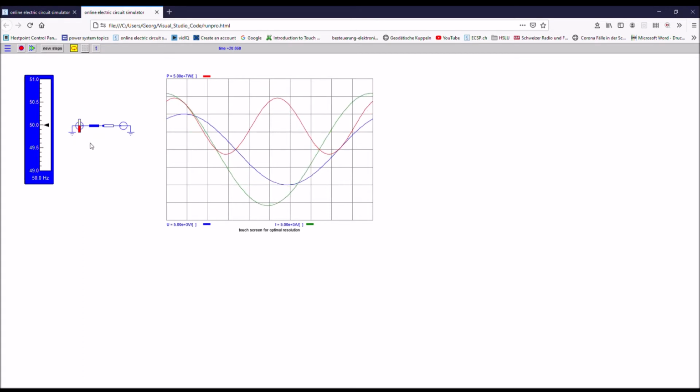And you see now how the storage capacity is filled. And once the storage capacity is fully filled, there is nothing to store anymore.